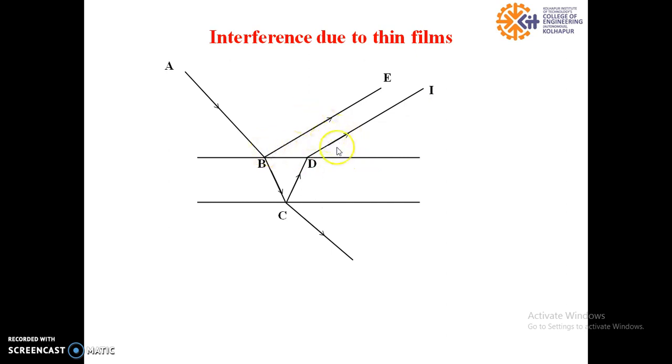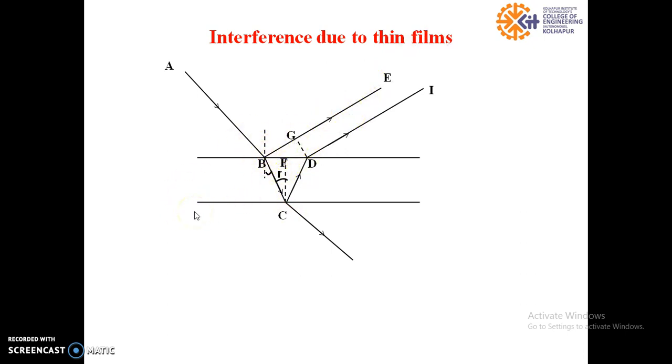आता ह्या दोन्ही मधला पाथ डिफरन्स जर आपल्याला फाइंड आउट करायचा असेल तर आपल्याला नॉर्मल्स ड्रॉ करावे लागतील. So normal GD we have drawn on BE. So the path difference between GE and DI: DI has to travel BC plus CD path. Meanwhile, this GE has traveled BG.